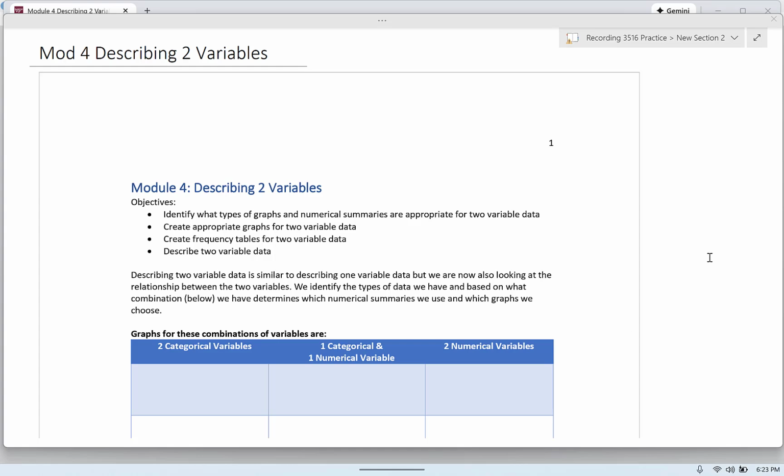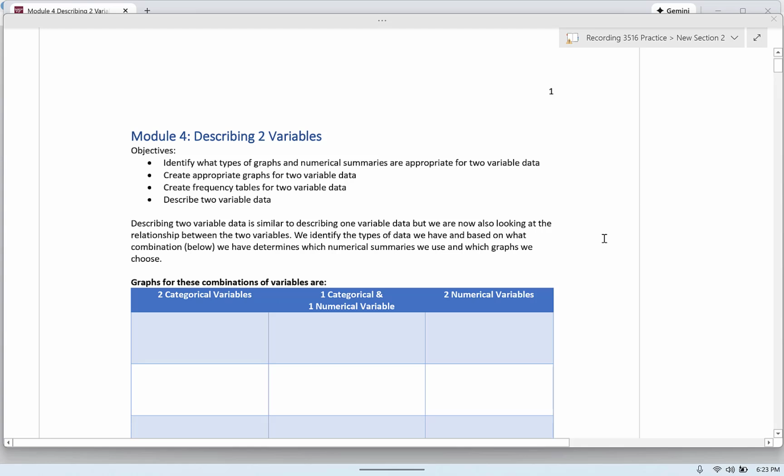Hey everybody. So we are now moving on to describing two variable data. In this section, we will specifically be talking about two categorical variables. But before we do this, let's talk about what types of graphs and statistics we will use for every possible combination. So when we describe two variable data, it's similar to describing one variable data, but we're now looking at a relationship between two variables.